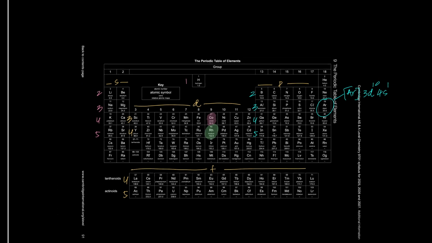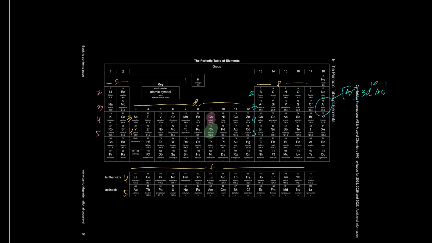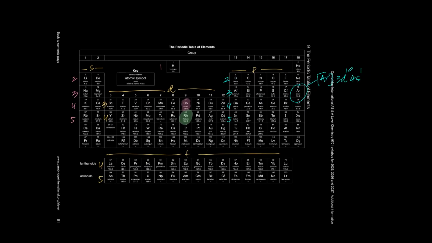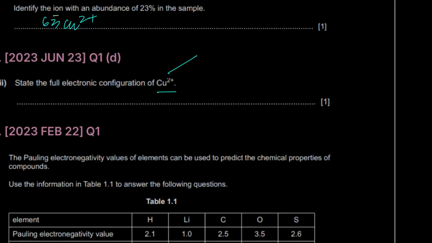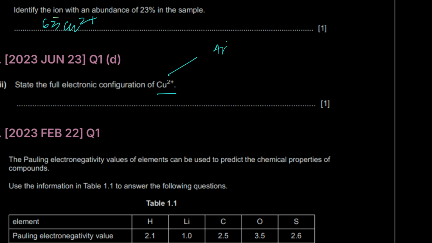And we've studied this. That was the exception. Remember, copper and chromium, they were the two exceptions. So even the periodic table gives you the wrong electronic configuration. You'll have to fix it by yourself. So it's argon 3d10 4s1. That's the electronic configuration.